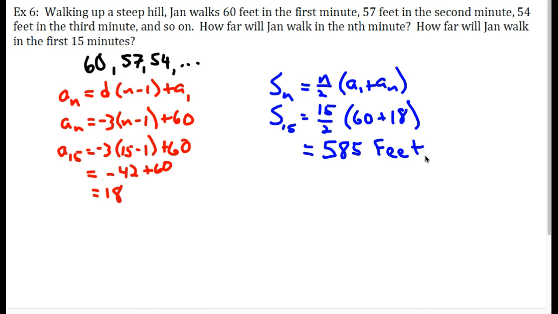All right. I do want you to try the homework that's on the bottom of your paper. And we will do geometric sequences and series tomorrow.